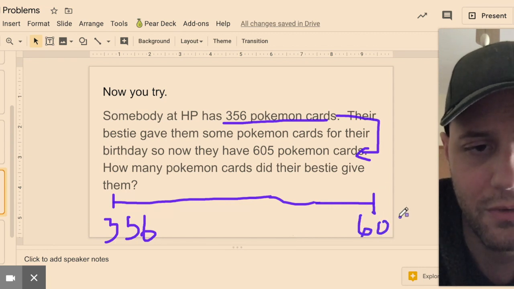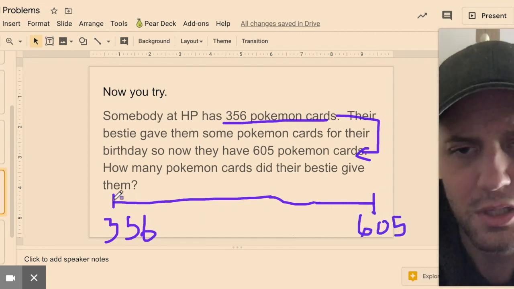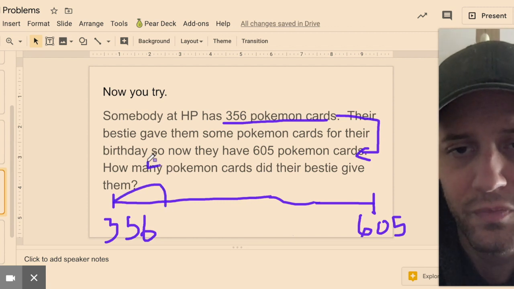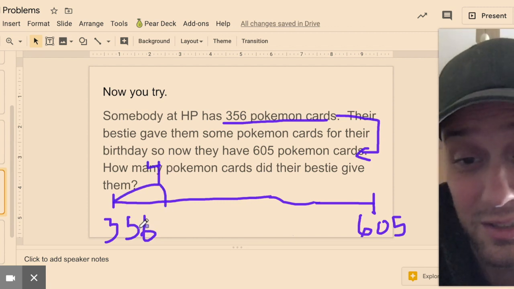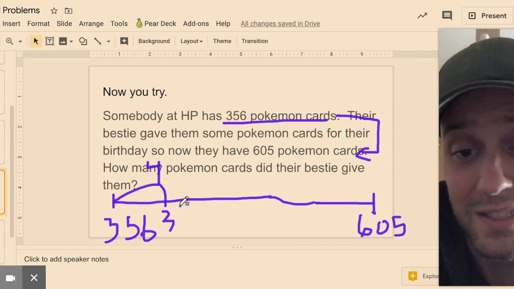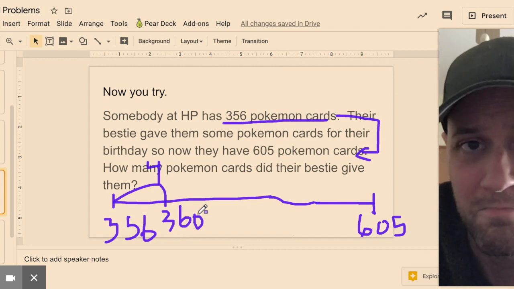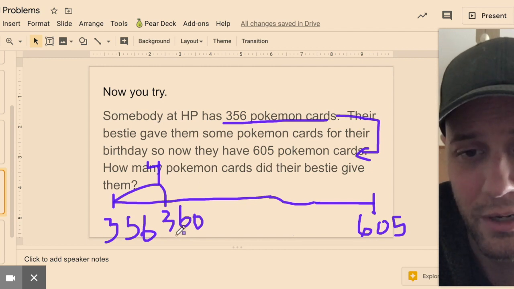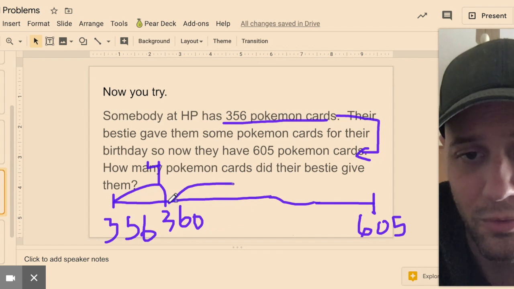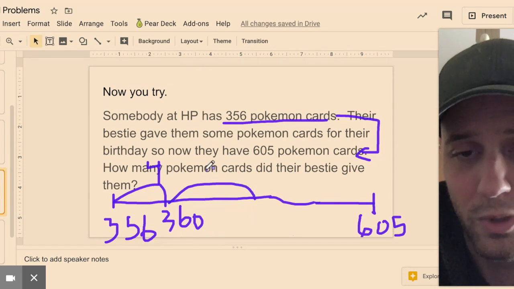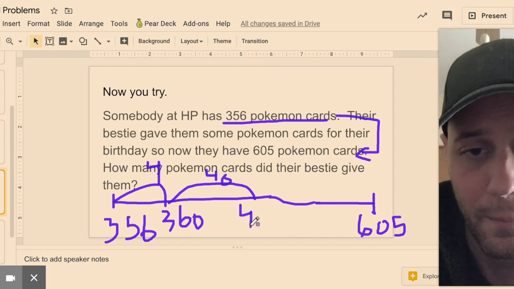So let's see, what if their bestie gave them, starting off, just 4 Pokemon cards? Well, that would be easy because that will take us from 356 to 360. And now, what would be another easy number to get to? We could go to 370, but I think we could even get to 400. So we had 360, and to get to 400 we would add 40. Now we're at 400.